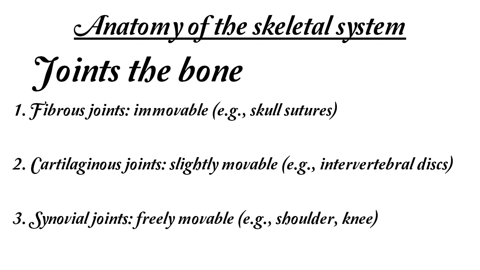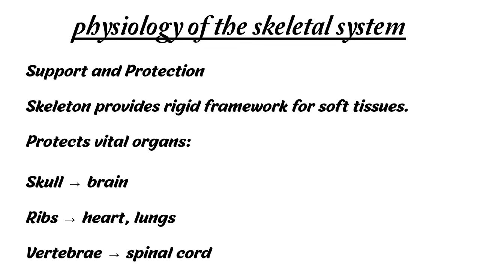So that being said, that is the anatomy of the skeletal system, and let's move over to the physiology of the skeletal system. So the skeletal system has several important physiological functions. Number one is support. The skeleton provides a rigid framework that supports the body and maintains its shape. Without the bones, we would be like jelly, and the skeleton gives structure to our soft tissues.